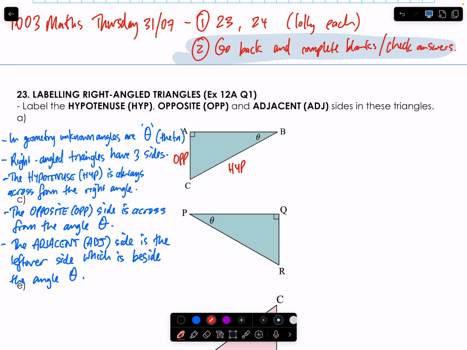Adjacent. Adjacent is a term in real life meaning beside.